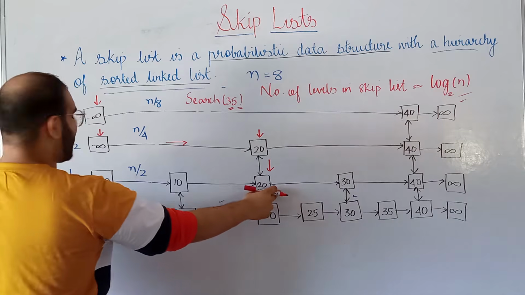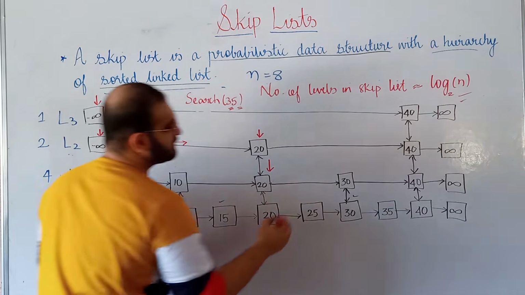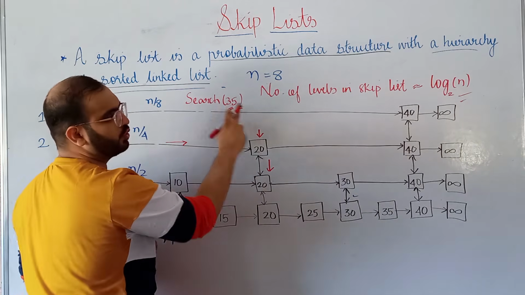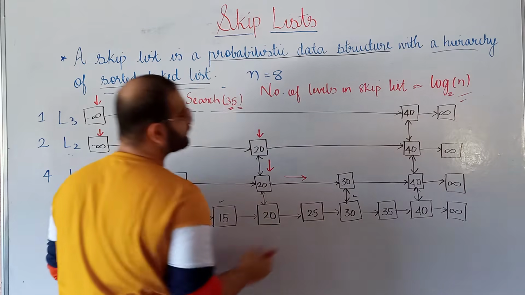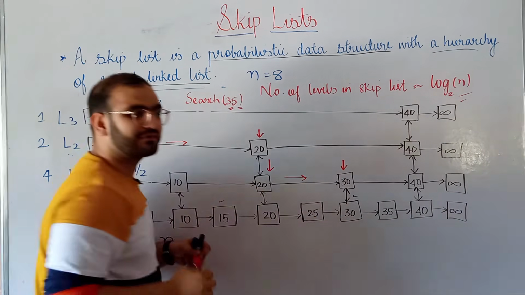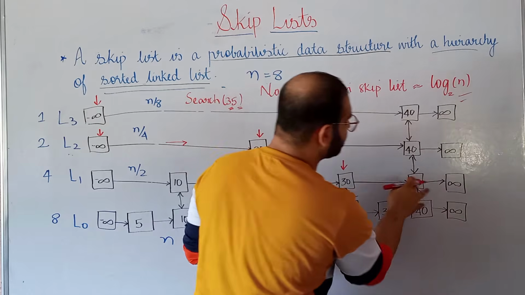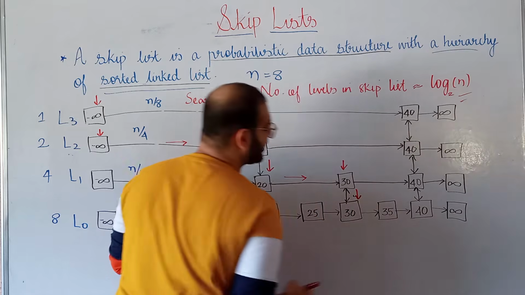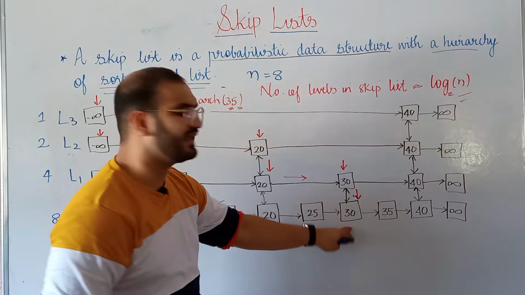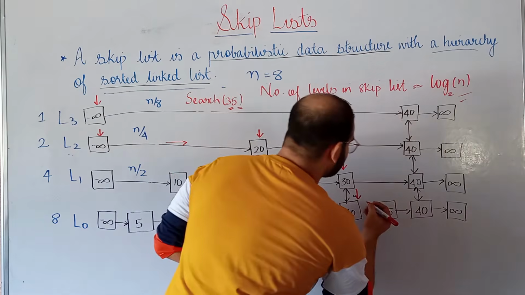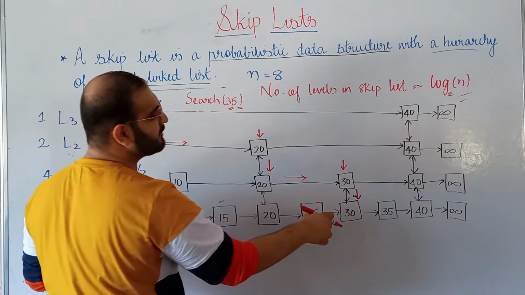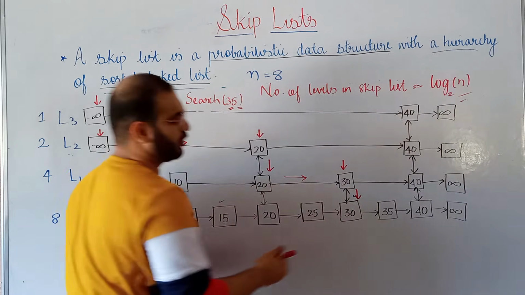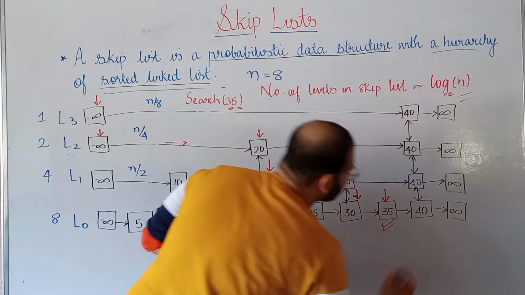And again at L1 on this node 20, we will look at the next node. Is the value 30 greater than 35? No, 30 is less than 35. So we move right and we come to 30, right? And then when we look at the next node, 40 has a value greater than 35. So we can't go right, so we will come down. Then at 30 we will look at the next node. Is 35 greater than 35? No, 35 was the value that we were searching for. So we found 35 over here.